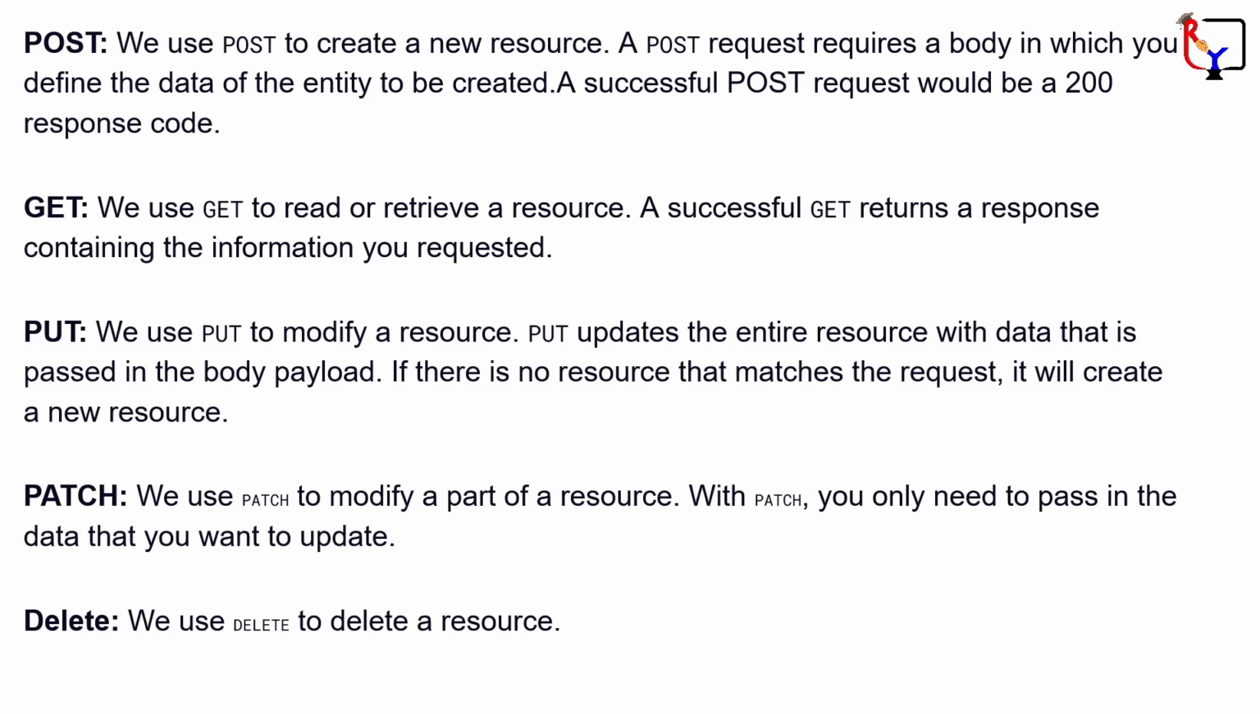Post is basically used to create a new resource. New resource means, for example, taking a company: as soon as a new employee joins that company, the HR person creates a record for that particular employee, with all the details like name, address, mobile number, bank account, and so on. So the record is created as new in their database. We will learn about databases in a coming video.